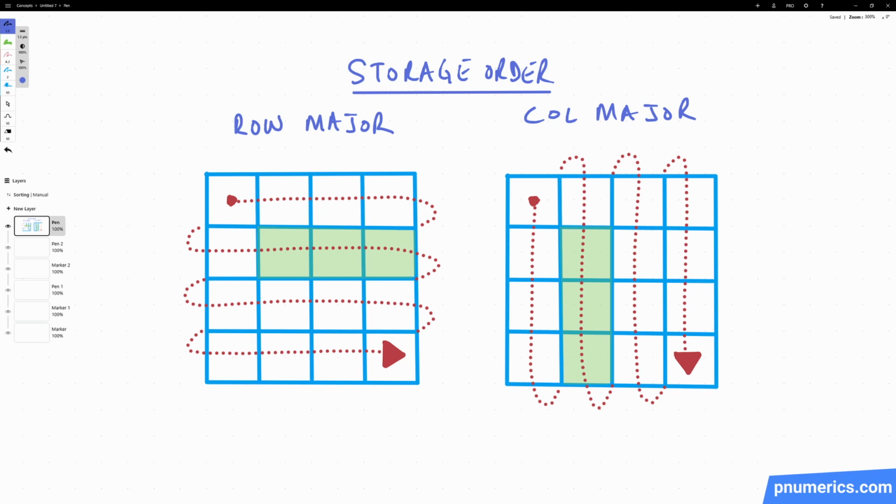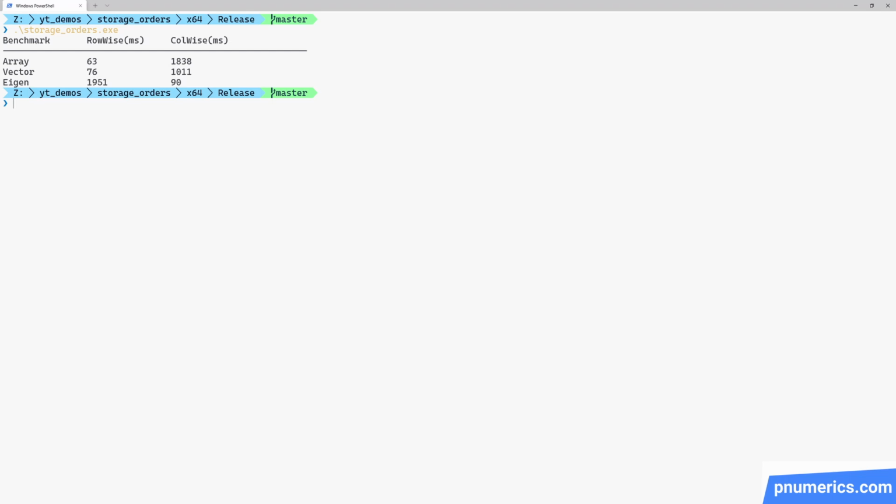In the interest of saving you time, here is the difference between proper and improper access of a matrix. In each of these cases, a 10K by 10K matrix represented as an array, a two-dimensional STL vector, and a dense matrix from the Eigen library is iterated over both row-wise and column-wise. The performance impact is dramatic. Let's begin.